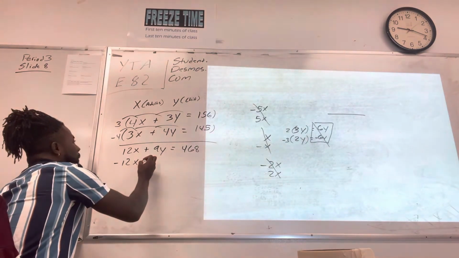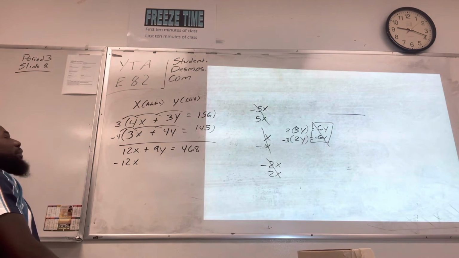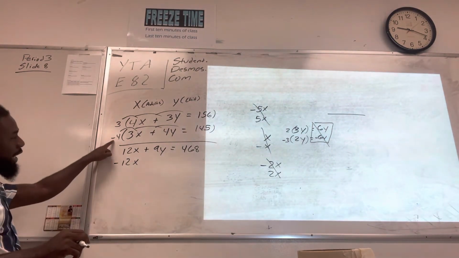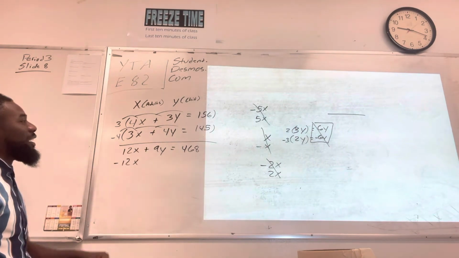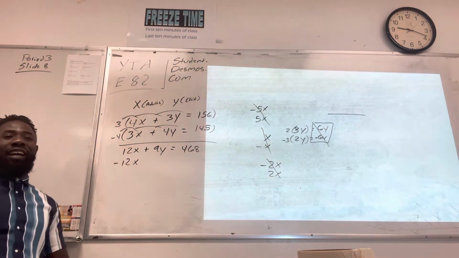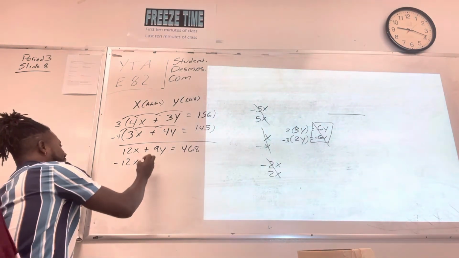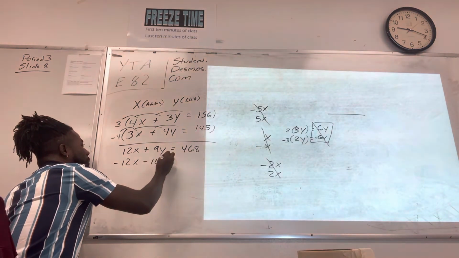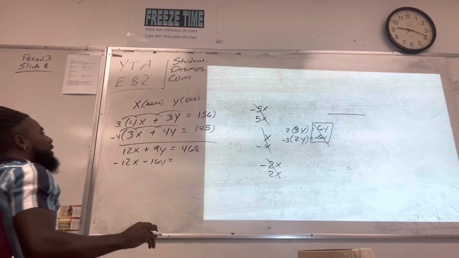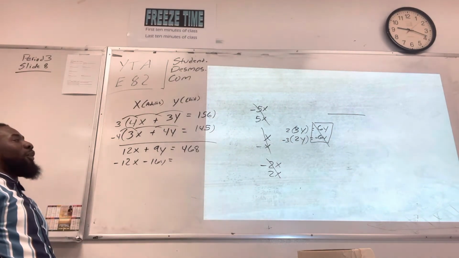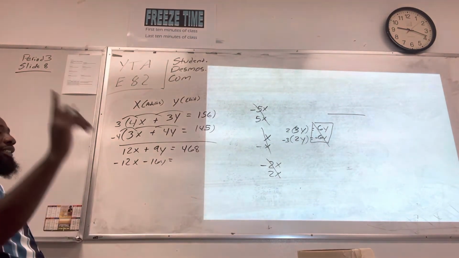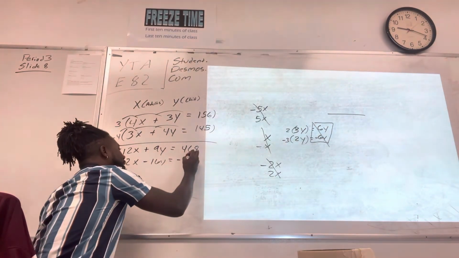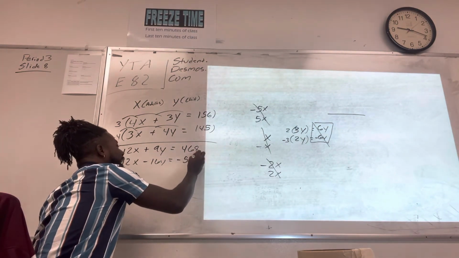There we go. Wait a minute. You said plus. I know what I said. Negative 4 times 4y is negative 16y. Negative 4 times 145. All right? Negative 16y equals negative 4 times 145. What is it, sir? Negative 580 is correct.